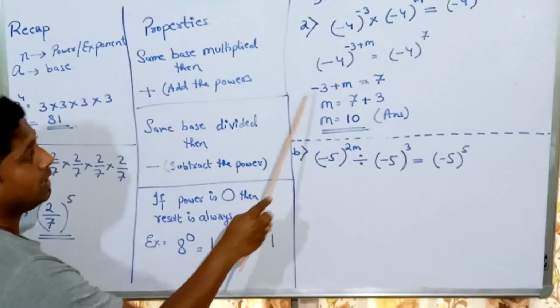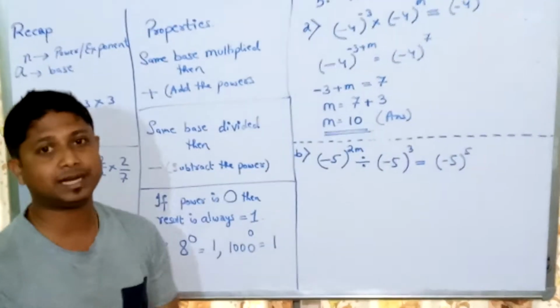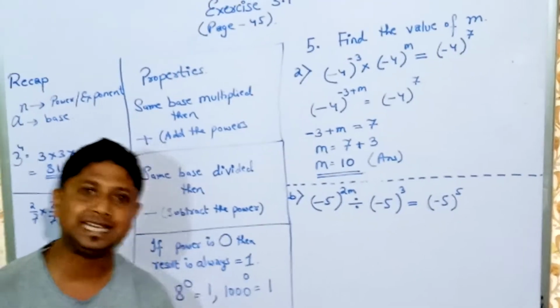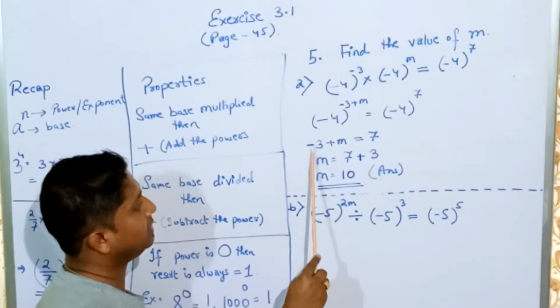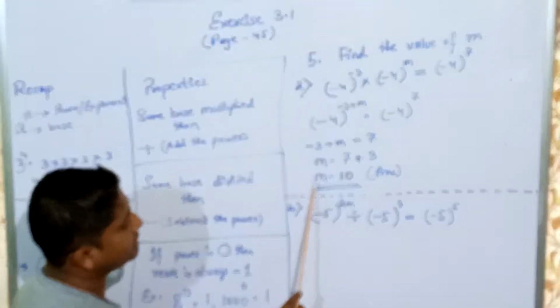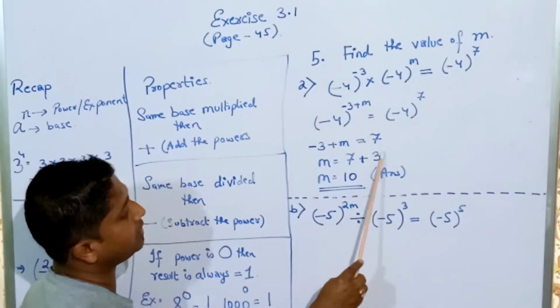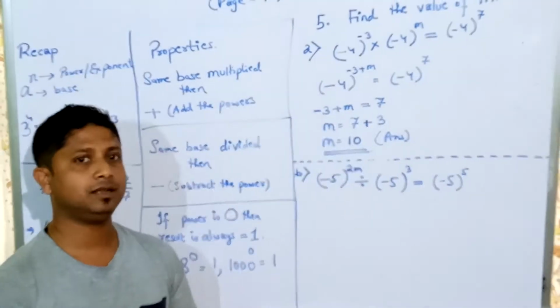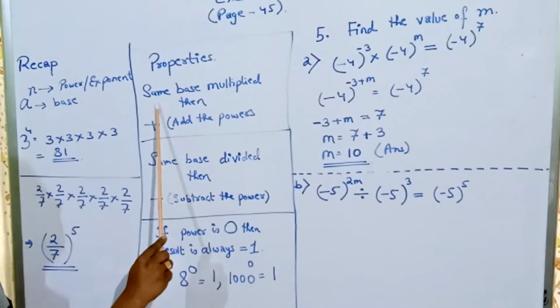So we have done it, and we know that when a number gets transported from one side of the equal to to the other side of equal to, the sign changes. So here minus 3 goes to the other side and it becomes plus 3. So now m remains on this side and 7 plus 3 is 10. This is your answer. Now, this was the first property.